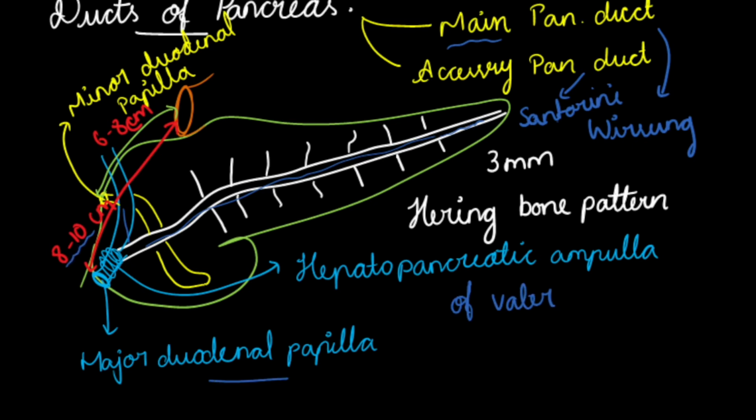And now regarding the accessory pancreatic duct or duct of Santorini, it arises from the lower part of the head of pancreas, and it opens in the upper part of the head of pancreas, and this opening is also called the minor duodenal papilla and it is around 6 to 8 centimeter away from the pylorus.